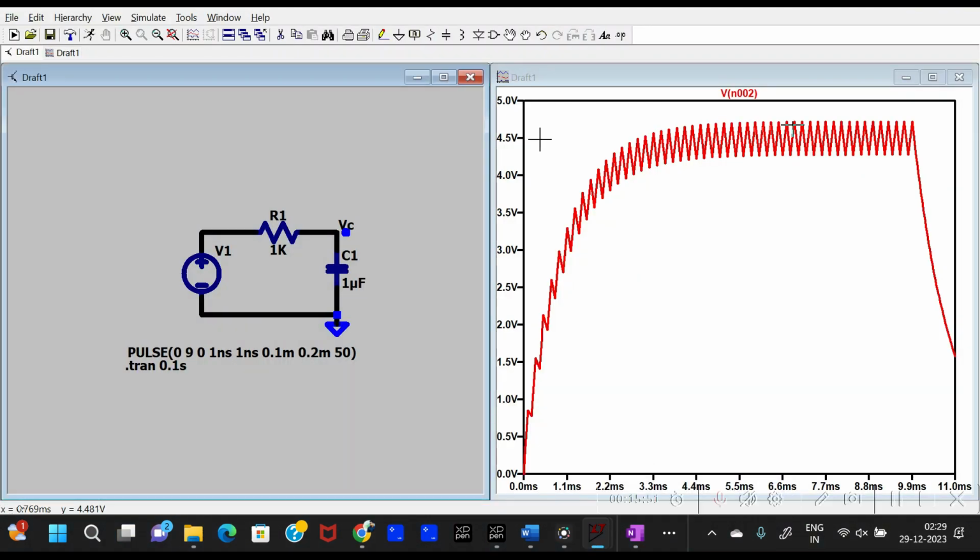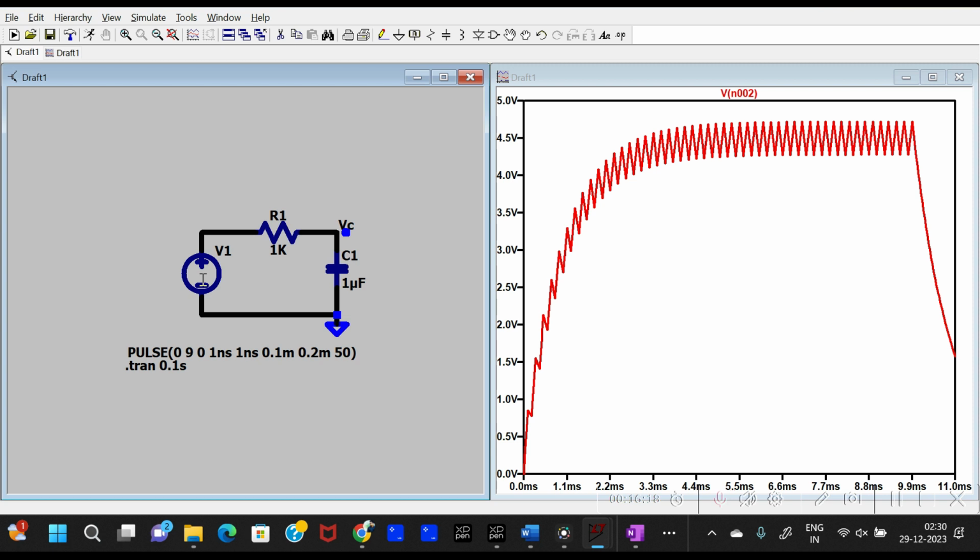So the settled value, or the fixed average value which we get after almost 4 milliseconds or so, is equal to 4.5 volts. So you can play with the on time and the time period of the input pulse, and find out how the graph varies. And we can also find out the expected settled output value across the capacitor in every case.